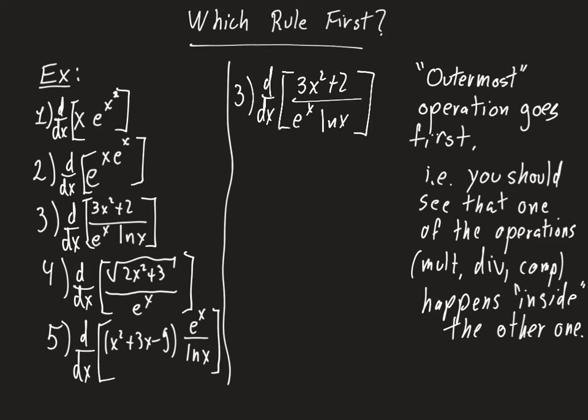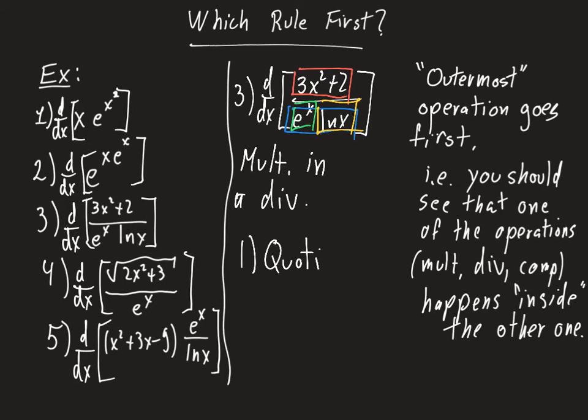Okay, so in this one we see that we have a large division going on. And within the denominator, so in other words, within this division, we have a multiplication here. So here we have a multiplication that's happening in a division. And so this means that we want to do the quotient rule first. And inside the quotient rule rather, we'll have to do a product rule.